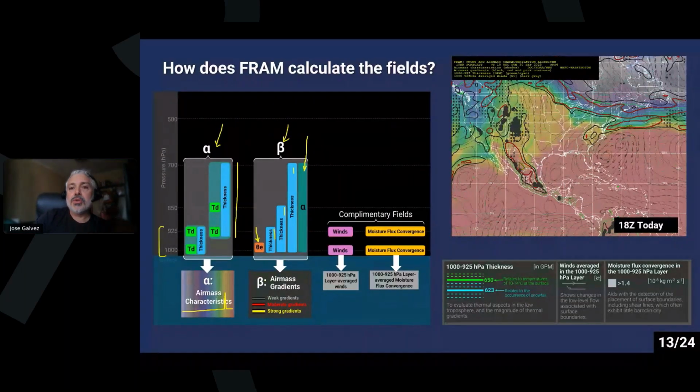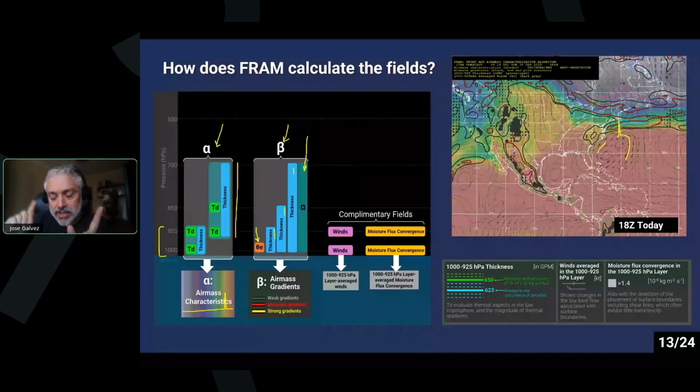These are the main things that are shown in the graphic, and we also have some complementary fields. As you can see in the graphic, we have the winds. In this case, this is today's situation. So you can see the tropical systems here in the low level flow. But you also have the moisture convergence, which I spoke about, to help us find shear lines. So there are some complementary fields plotted as well.